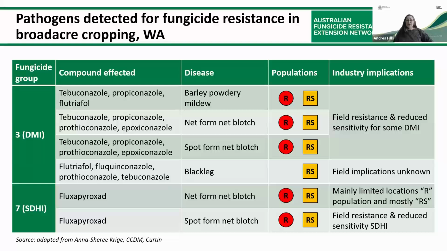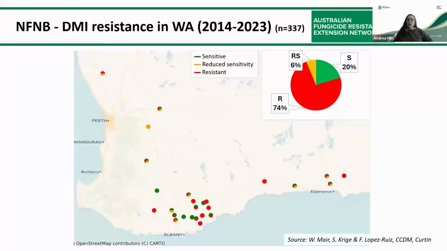If we look at the group 7s, both the net blotches have evolved to have some strains that are resistant or less sensitive to fluxapyroxad.